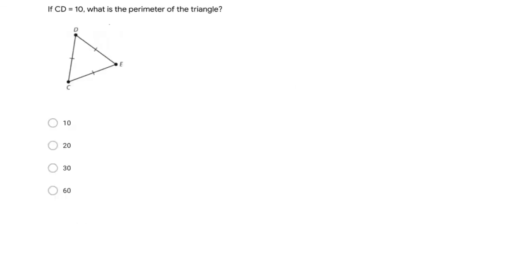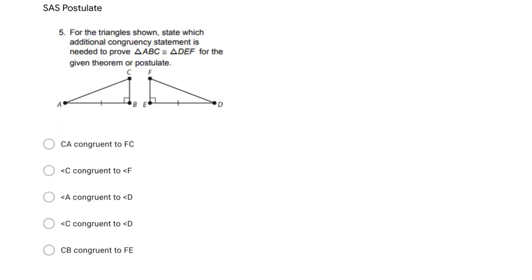Looking for the perimeter here. I have an equilateral triangle. It says that CD is 10. Well, if it's equilateral, all sides are the same. 10, 10, 10. Perimeter is 30.